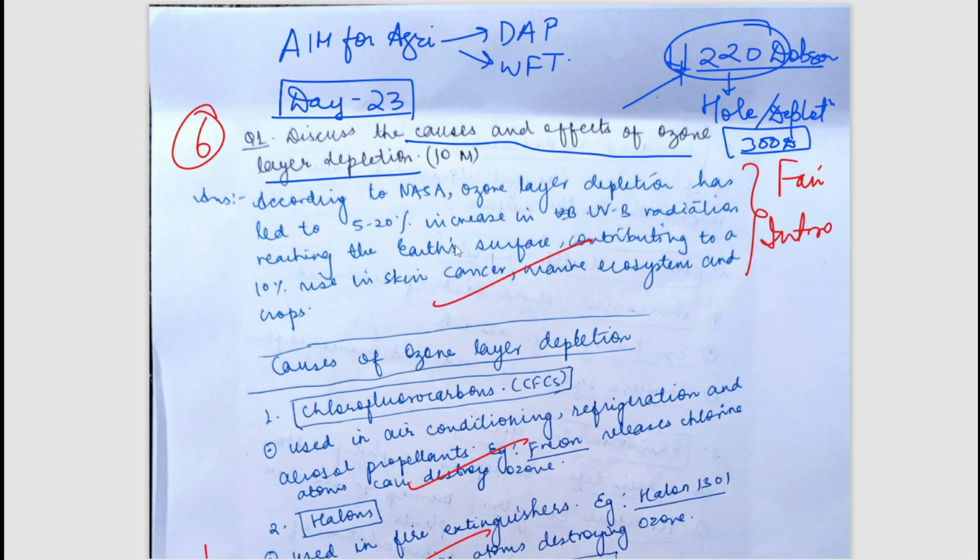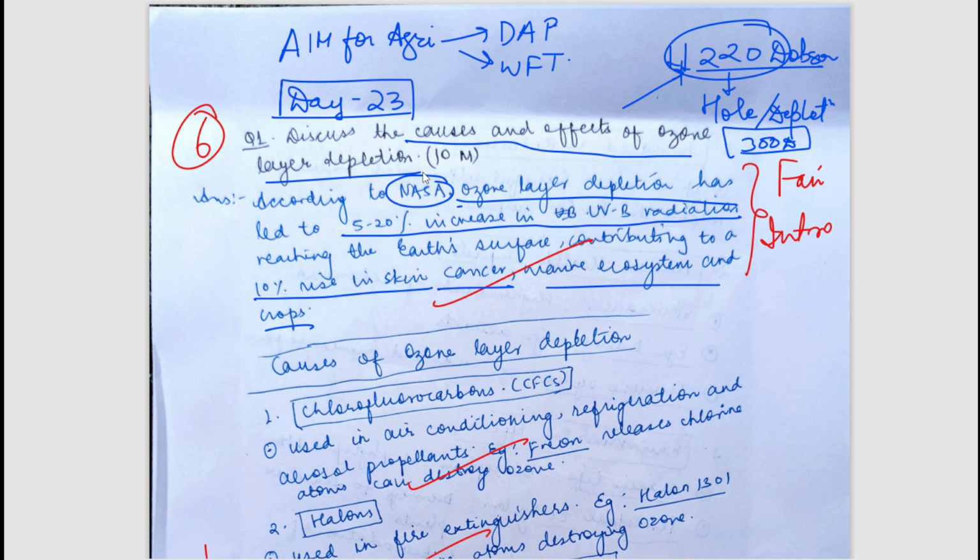So the student has also written a fact, that is, according to NASA, ozone layer depletion has led to a 5 to 20% increase in UVB radiation, ultraviolet radiations, reaching the Earth's surface, contributing to a 10% rise in skin cancer, and harming marine ecosystems and crops. So very nice data has been mentioned, and whenever you are writing data, please try to write the source of the data, as the student has written according to NASA. The source is NASA here. So whenever you add the sources of your data, it enhances your answer.